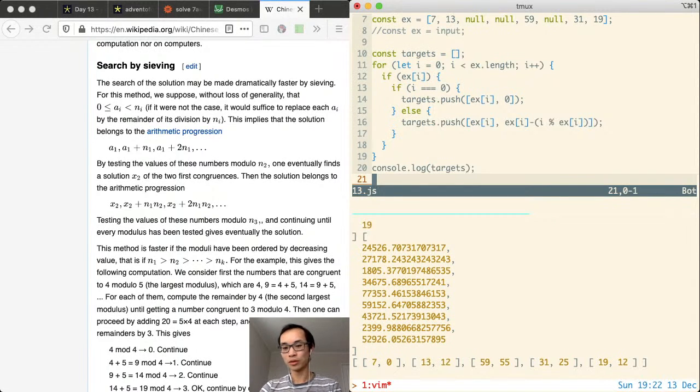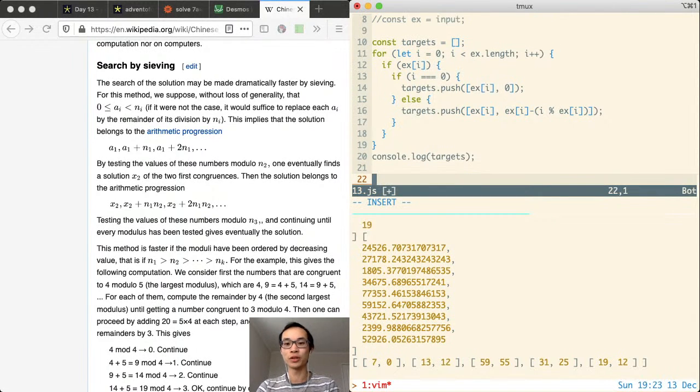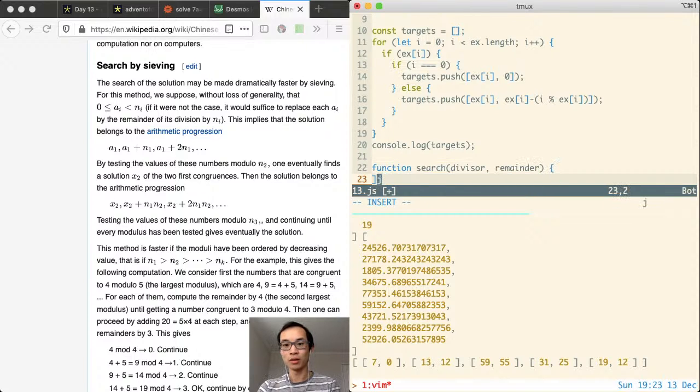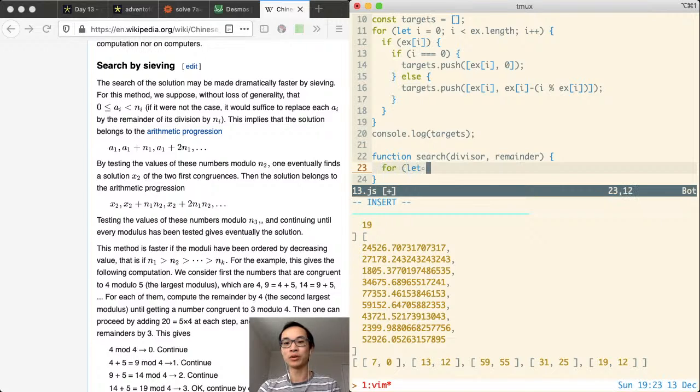Cool. So function search, given the divisor and the remainder that we want to get, we basically want to go for i equals 0, i less than divisor, i plus plus. You should always find it.